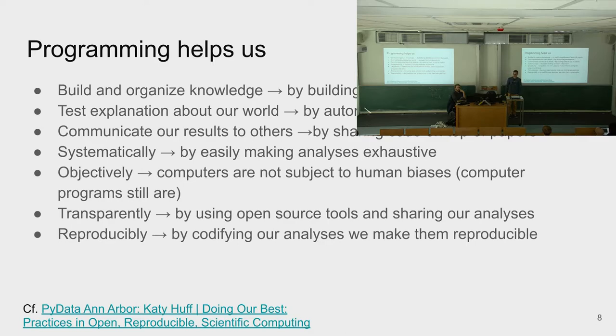And also for doing things systematically, it's really better to use code for objectivity. At least computer programs are not so much subject to human biases. Still, computer programs are written by humans, so you don't get the bias totally away, but at least it is made obvious what you are doing there.